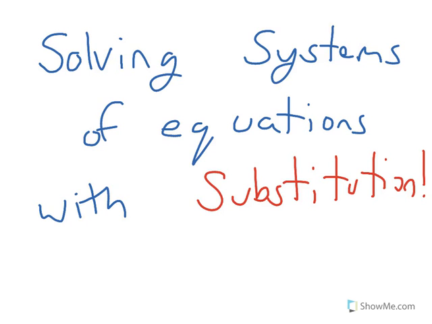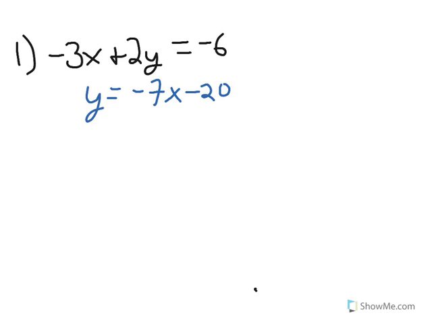We are talking about solving systems of equations with substitution. So here's our first system. Our first equation is negative 3x plus 2y equals negative 6. And then our second equation is y equals negative 7x minus 20.